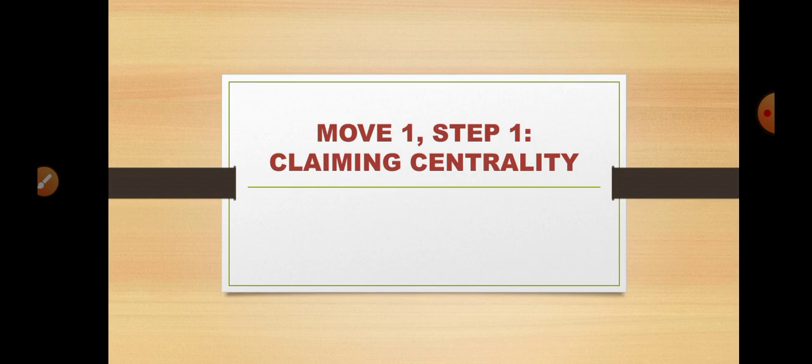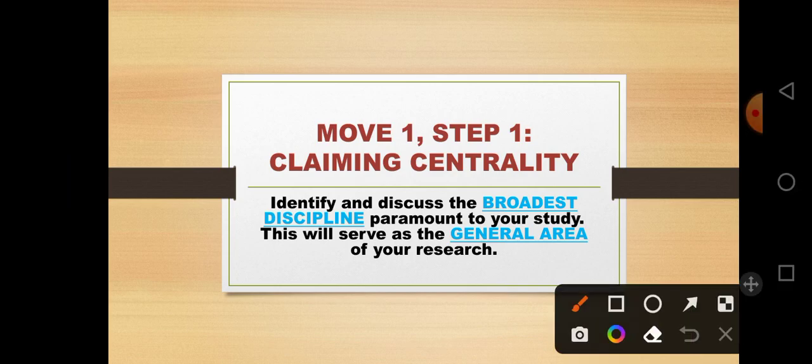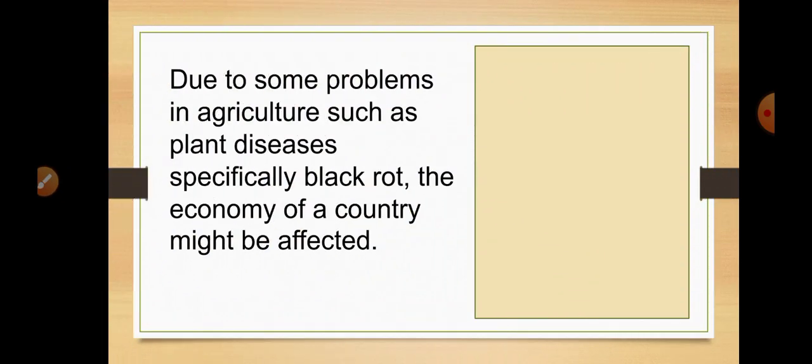And in claiming centrality, we must identify and discuss the broadest discipline paramount to our study. And this will serve as the general area of our research. Okay? So this will reveal our territory. This will establish our territory. Okay, so that is the step 1 of move 1. Let's move on to the next step on how to write the first paragraph or the move 1.